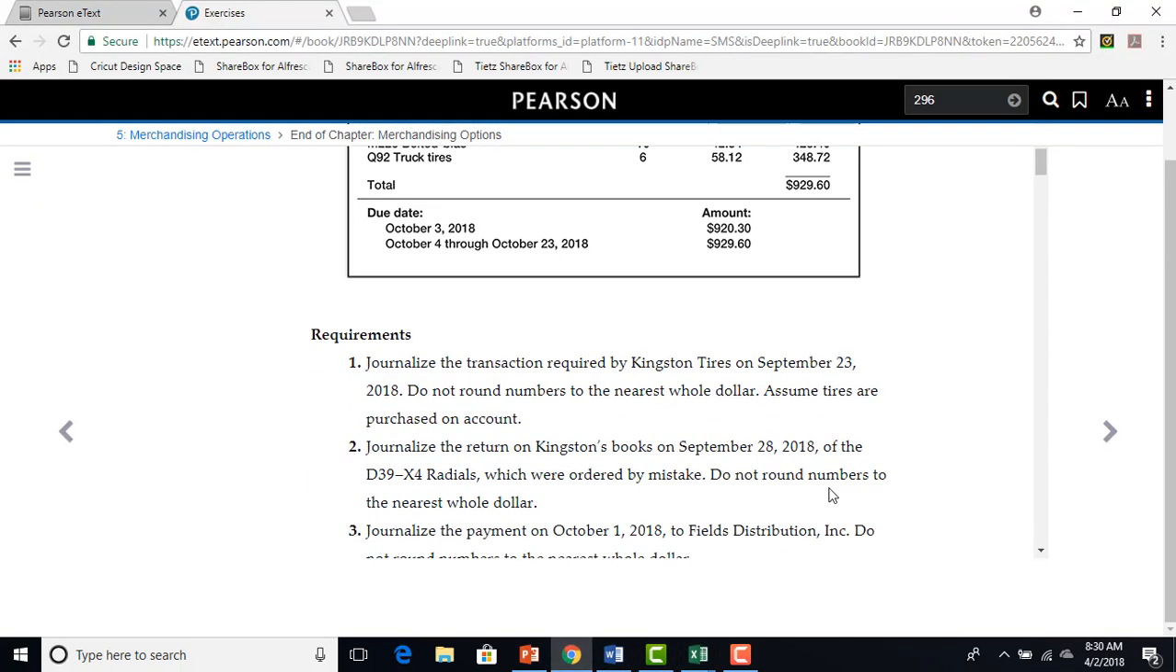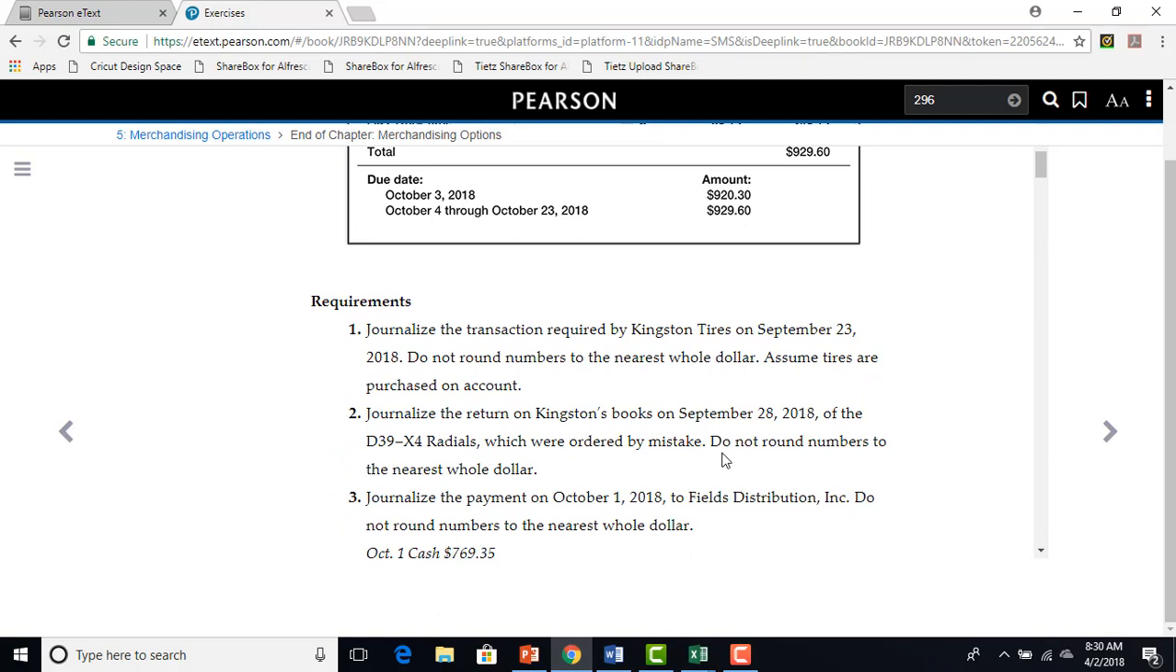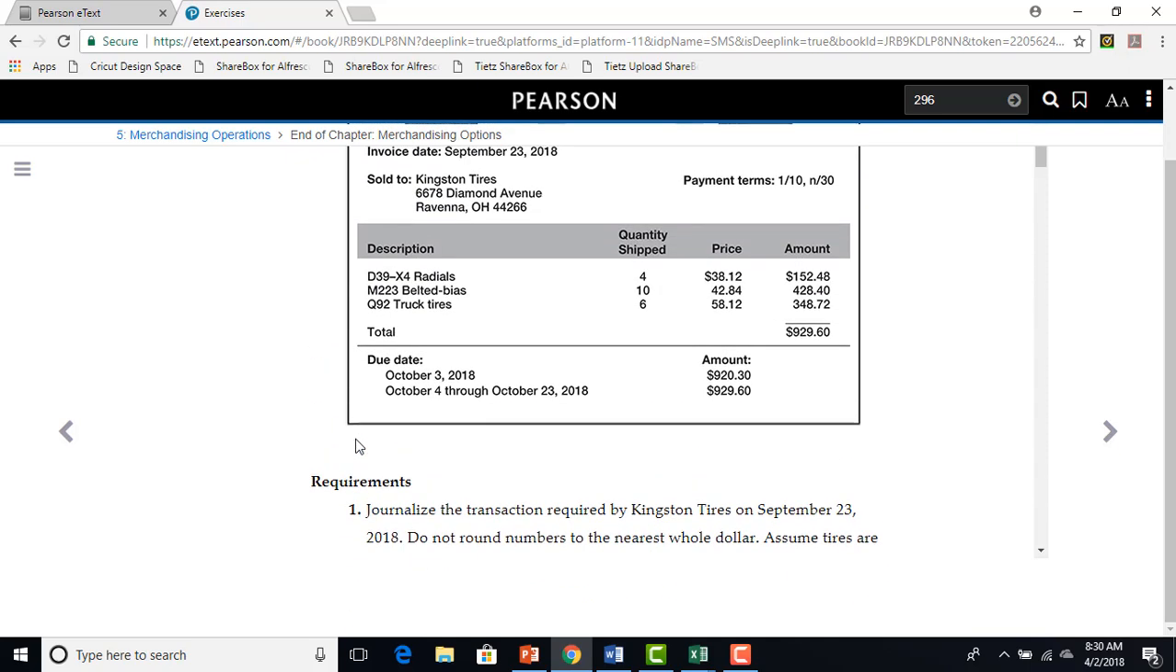Requirement 2. It says to journalize the return on Kingston's books on September 28, 2018 of the D39X4 radials, which were ordered by mistake. And again, it tells me not to round my numbers to the nearest whole dollar. Looking up here, that first line item in my invoice, those are the D39X4 radials. It looks like there were 4 of them shipped at $38.12 each for a total of $152.48.